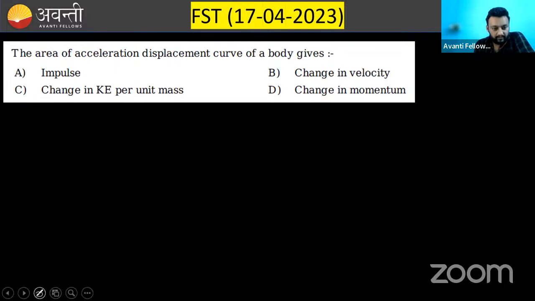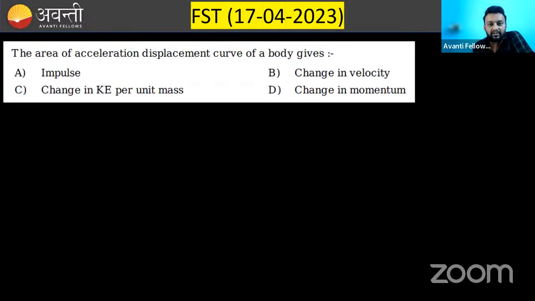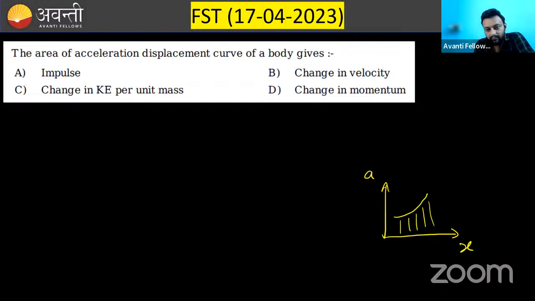Okay, this is a good question. The question says, for example, they are saying that there is a graph of area versus displacement. Sorry, it's not area, it's acceleration versus displacement is denoted by something. We need to find something like that. If it is like that, then what will be this area? This area will represent what? That's our question.